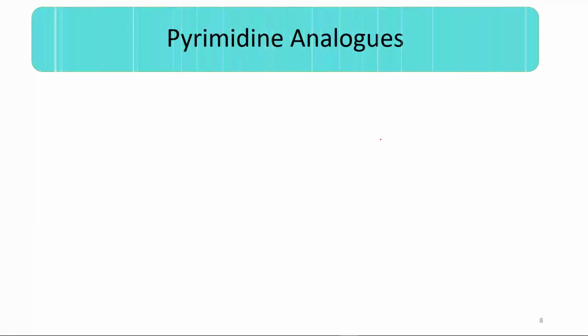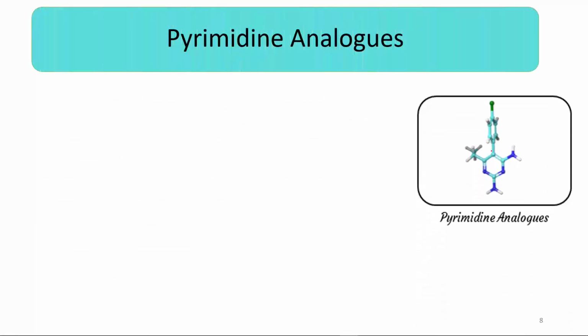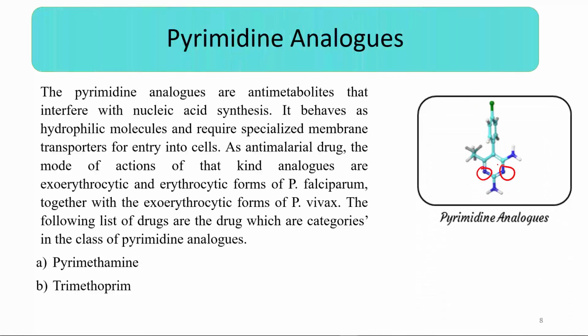Pyrimidine analogues are drugs having a pyrimidine ring. Pyrimidine analogues are antimetabolites that interfere with nucleic acid synthesis. It behaves as a hydrophilic molecule and requires specialized membrane transport for entry into the cell. As an antimalarial drug, the mode of action of these analogues is against the exoerythrocytic and erythrocytic forms of P. falciparum together with the exoerythrocytic form of P. vivax. Drugs in this category are pyrimethamine and trimethoprim.